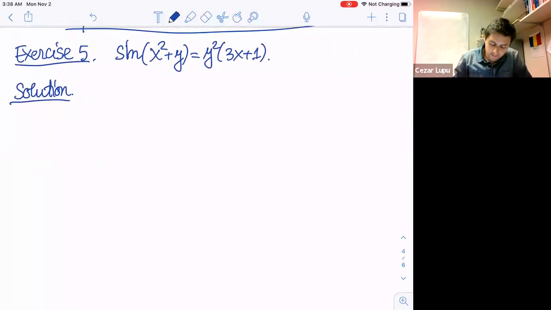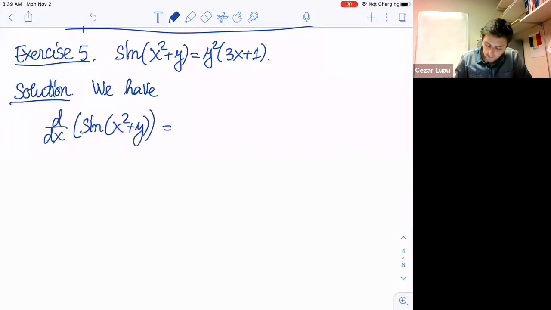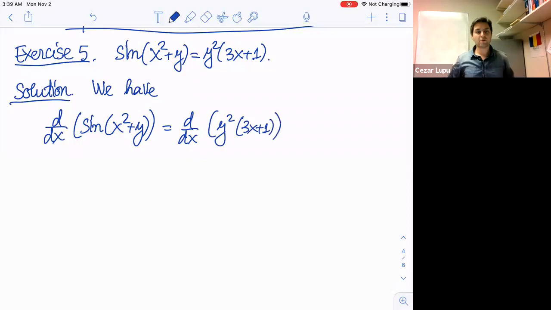Now, again, we have that d over dx of sine of, and as you can see here, we have a bunch of functions. Well, y is in terms of x, we have sine of it. So we will apply the chain rule. We will apply also the product rule. So there will be a combination of these rules. And now let's see with the first one, what happens here.